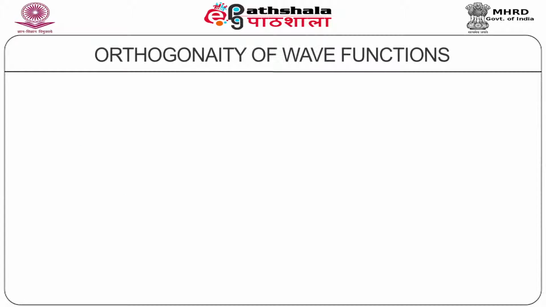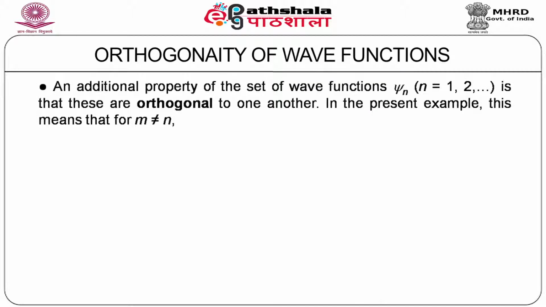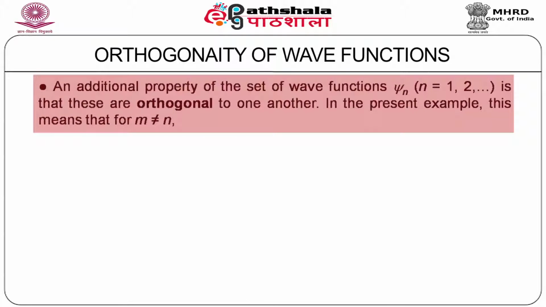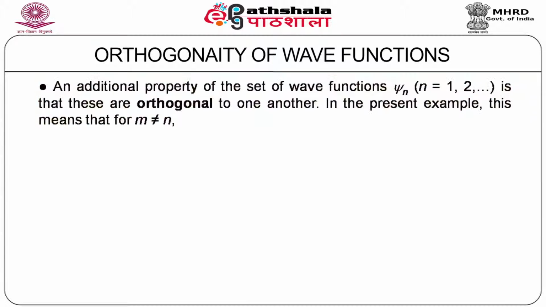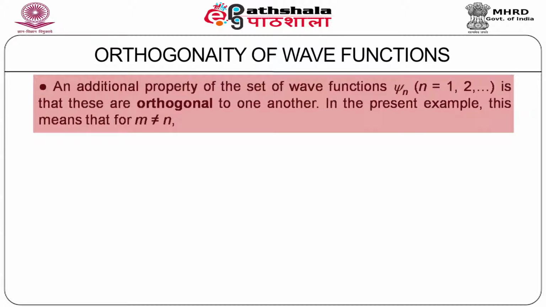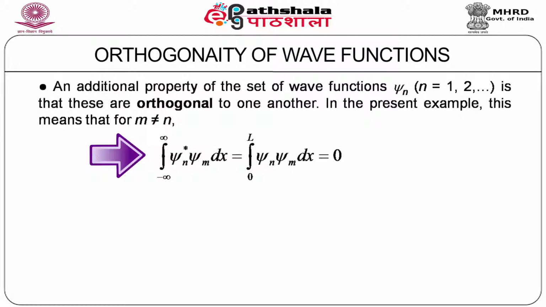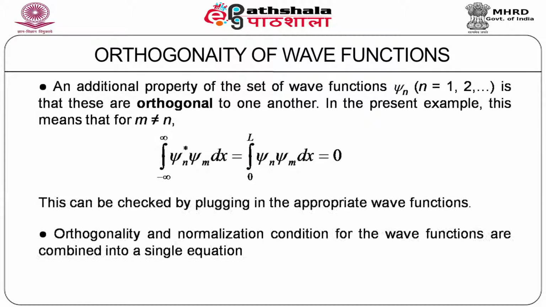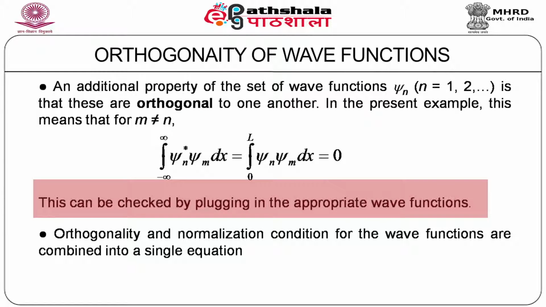So now we come to the orthogonality of the wave functions. Well, we have seen that the wave functions are normalized to unity, but there is an additional property of the set of wave functions psi n. This property tells us that these wave functions are orthogonal to each other. So in the present example, this means that for m not equal to n, the integral of psi n star psi m dx is equal to 0.